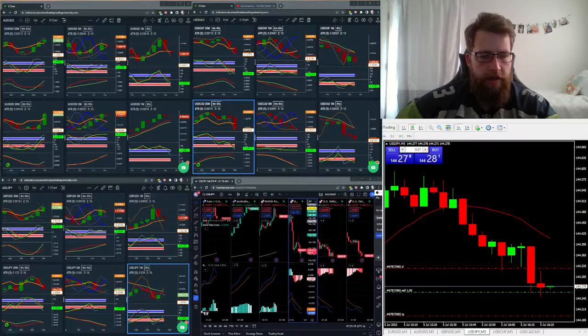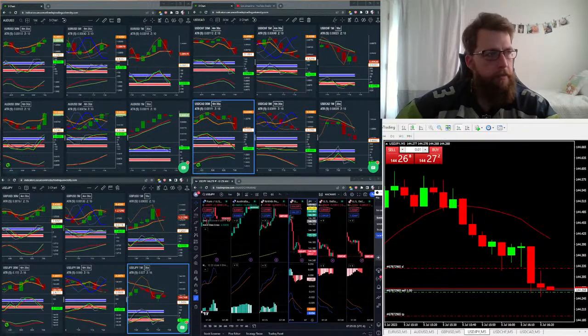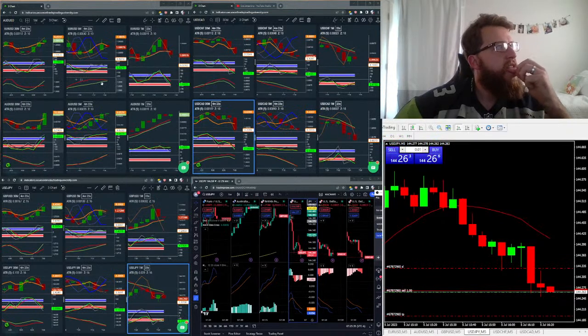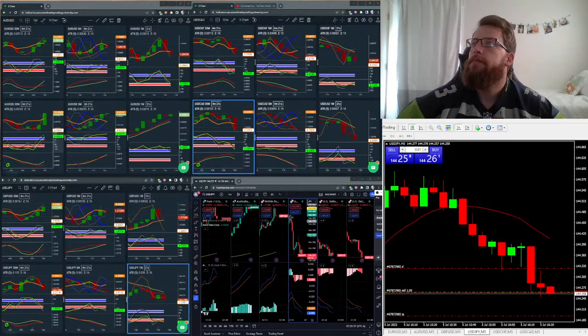Hey, let's see. Pound still looking bullish, still waiting for a bit of a pullback here. Starting to lose some upward pressure on the euro. Chief still looking very bearish. CAD still looking very bearish.